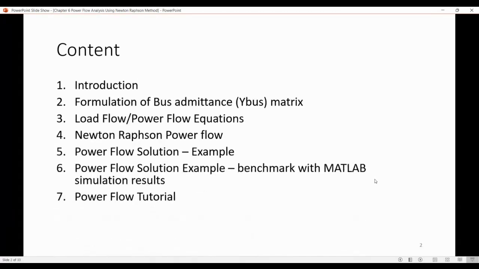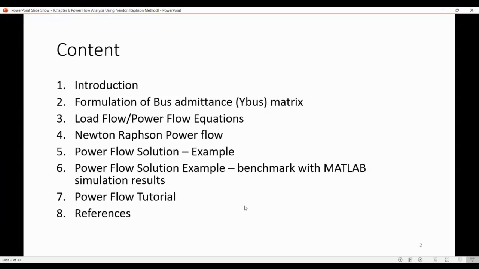As we spoke in the previous section, this is the content. Basically, we are discussing load flow using the Newton-Raphson method. But in order to understand the load flow, the first step is to formulate the Y-bus equation. After that, we need to mathematically derive the power flow equation for the load flow. Once these two are done, we can directly apply the Newton-Raphson method to solve the power flow problem. We had an example of a 3-bus power system which is solved, and step-by-step solutions are given for the power flow using the Newton-Raphson method.